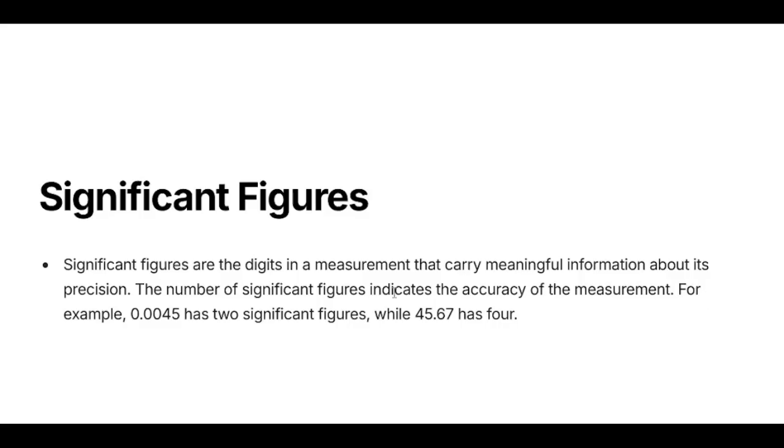So as the example we have here, we have 0.0045. It's important to note something before we move forward. When we talk about significant figures, it talks about the first time you see a number that is not zero.